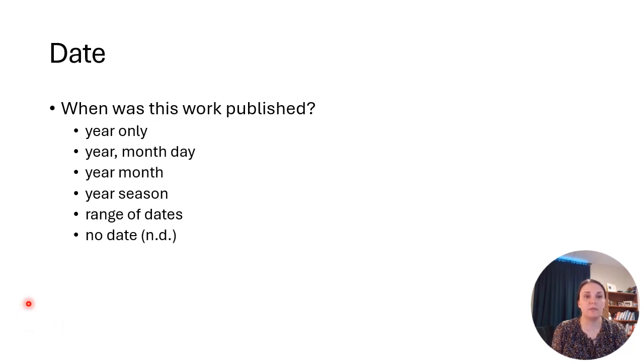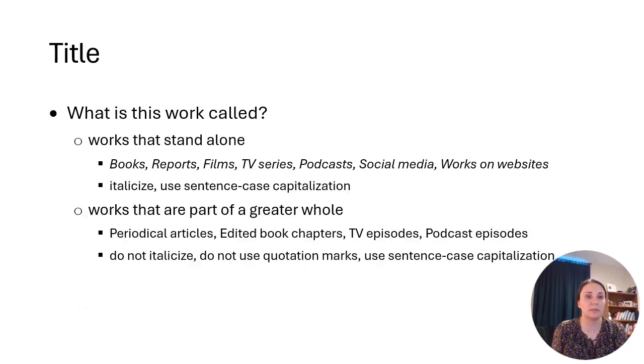All right, our second of the 4 elements is date. So ask yourself, when was this work published? You might just have a year. Sometimes you have a year, a month, and a day. Sometimes you just have a year and a month. Sometimes you have a year and a season, like 2025 fall. Sometimes you'll have a range of dates, and sometimes you'll have no date, so you would have n.d. Note that APA spells out the name of the months. That's different from what you might be used to with MLA that will abbreviate months.